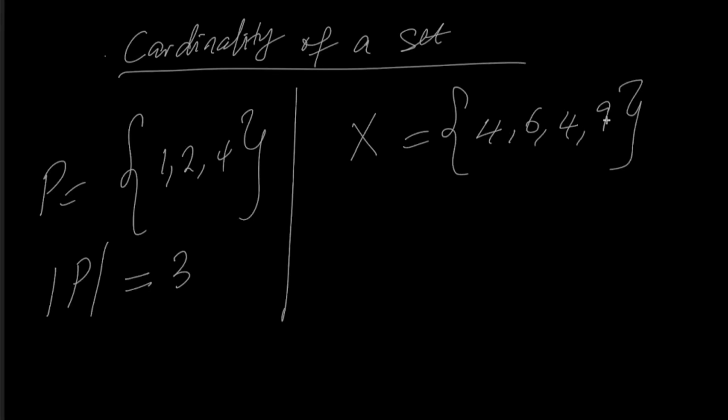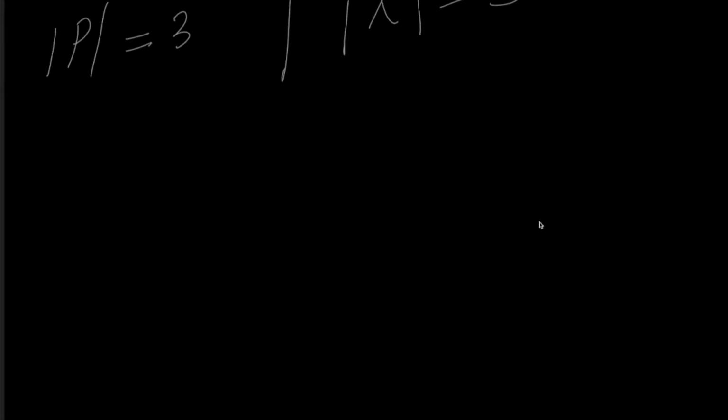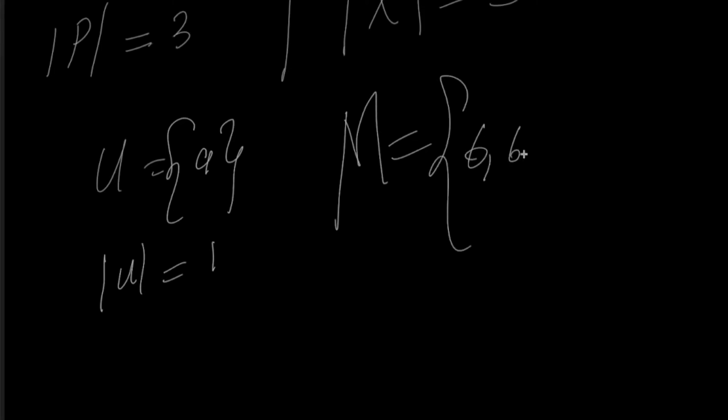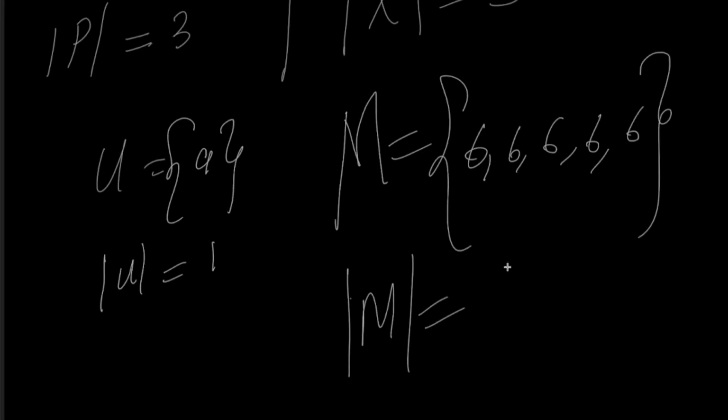How many distinct elements are here? As you can see, this and this are the same, so we are going to take them as one. This 2, then 3. So the cardinality of set X is equal to 3. Okay? So it must be distinct elements. Let's see more examples. For instance, if I say U is equal to A, the cardinality of U is equal to 1. And if I say M is equal to 6, 6, 6, 6, 6, the cardinality of M is equal to 1. Hope this is understood.